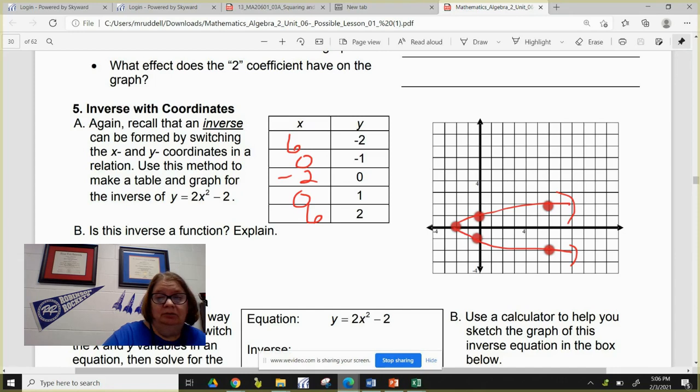Is the inverse a function? Look at your x's. Do they repeat? They do, so it's not a function. Look at your graph. Does it pass the vertical line test? No, it does not. Either one of those by itself is enough to tell you this is not a function. X repeats, or you can say it fails the vertical line test.